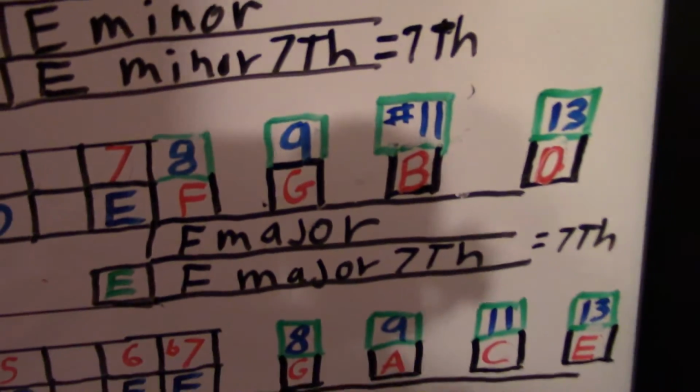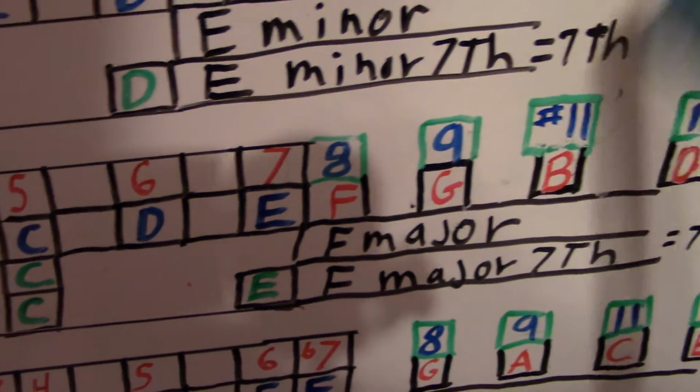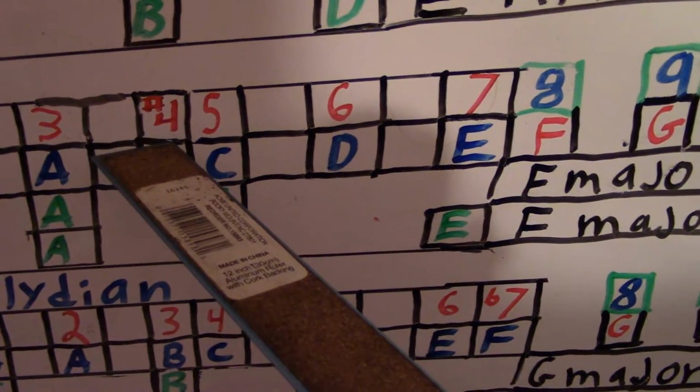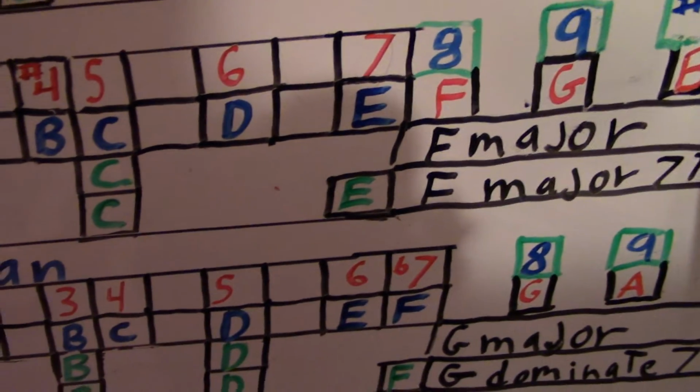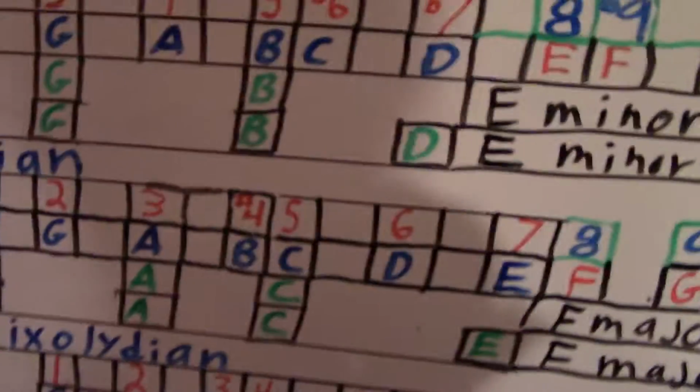Now the Lydian has a sharp 11. And what is a sharp 11th? It's a sharp 4, one octave higher. Okay, that's the interval structure for the Lydian.